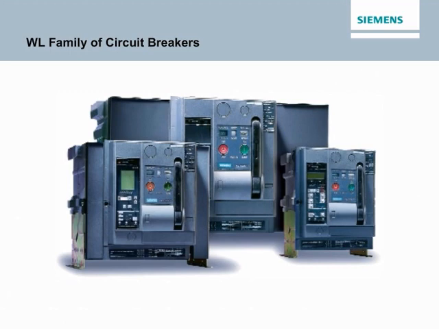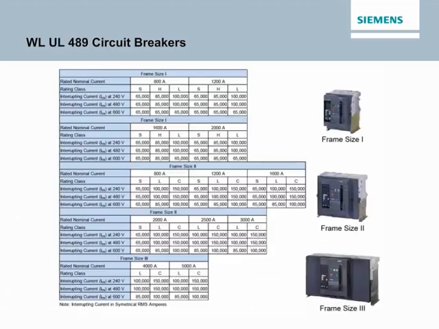Siemens' WL family of circuit breakers includes both ICCBs that conform to the UL 489 specification and LV power circuit breakers that conform to the UL 1066 and corresponding ANSI and NEMA specifications. WL UL 489 circuit breakers have a rated maximum operating voltage of 600 volts and are available in 3 frame sizes with frame ratings from 800 to 5000 amps. All 3 frame sizes have fixed mounted and draw-out mounted versions.